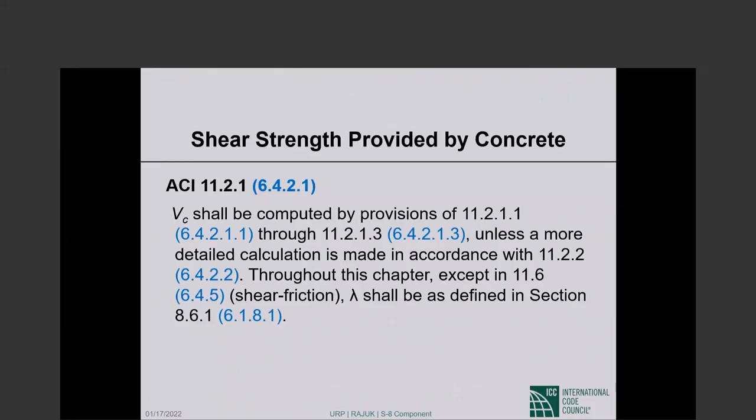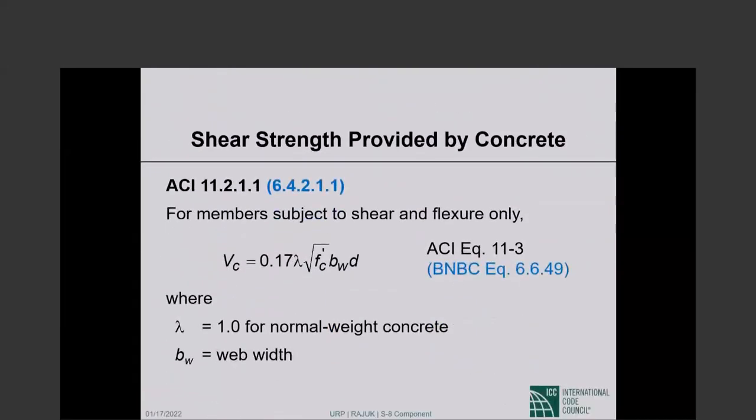Okay. Now V_c shall be computed by provisions of section such and such unless a more detailed calculation is made in accordance with another section. Throughout this chapter, except in 11.6, which is shear friction, which we will not discuss today, lambda shall be as defined in section 8.6.1. Lambda, lightweight concrete factor, is in chapter 8, and you can look that up. I didn't reproduce that. Okay, so this is how to calculate V_c, the concrete contribution.